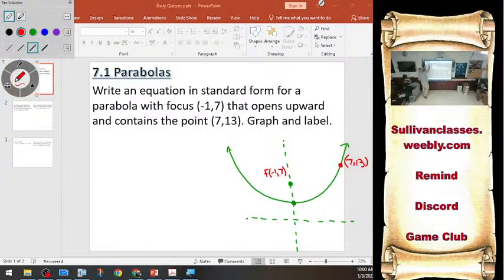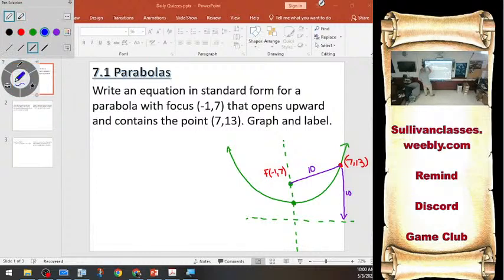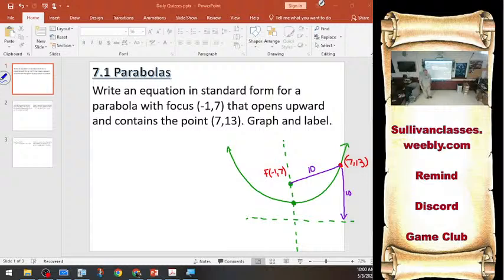Distance formula, or Pythagorean. And you should recognize good old Pythagorean triples again. An 8, 6, 10 triangle is a 3, 4, 5 triangle, just bigger. I find that distance. What can I use that distance for? To find direction. By definition, that is the same as my distance back to the directrix. So what is 10 south of 7, 13? 7, 3, which means my directrix is at y equals 3.